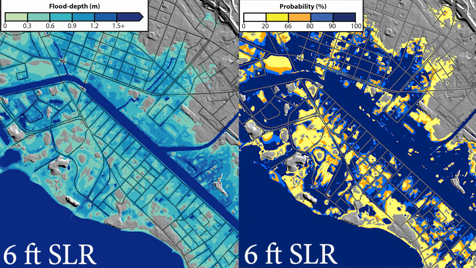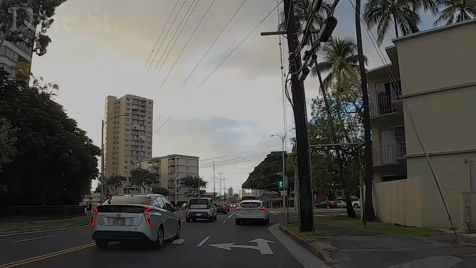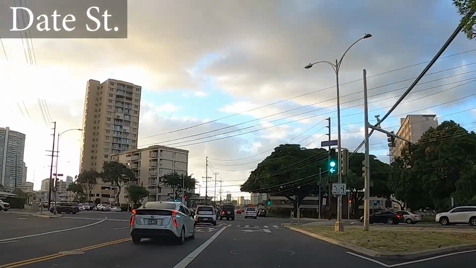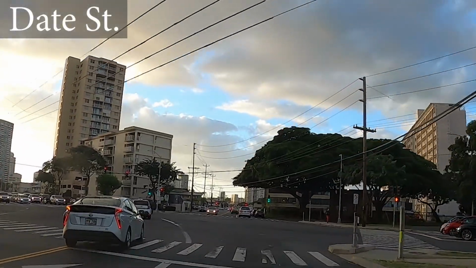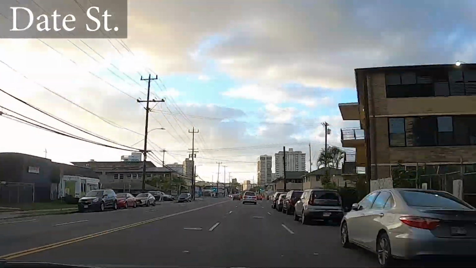Let's look at the maps for the hypothetical scenario of 6 feet of sea level rise. In both of these maps, we can see that with only 6 feet of sea level rise, most of the Waikiki Peninsula is flooded, and the coastal flooding could extend up to Date Street, which is highlighted in red. Next time you drive around this area, try to imagine what it would look like if the coastline was cut off here.